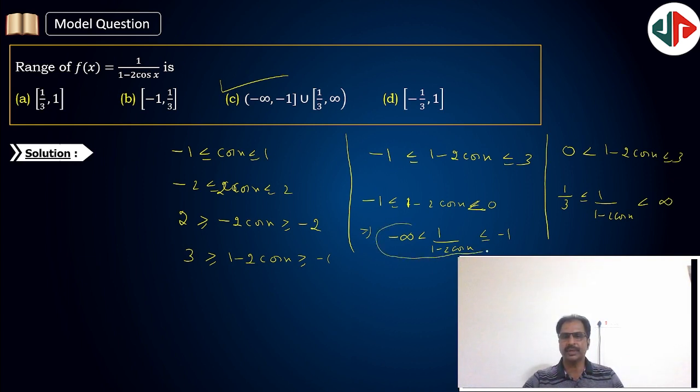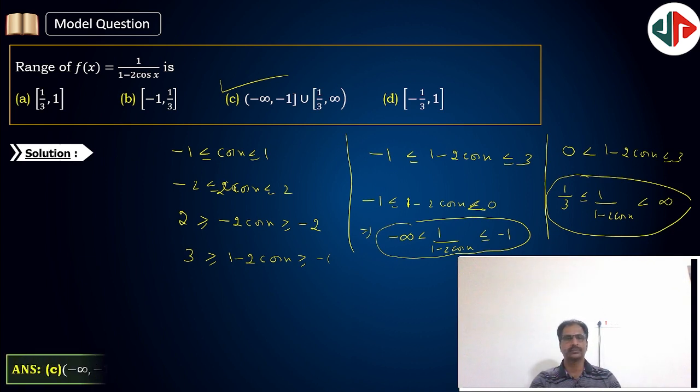Here it lies between minus infinity to minus 1. Here it lies between 1 by 3 to infinity. So what is the range of the given function? It means the union of these two. Option C is the correct answer.